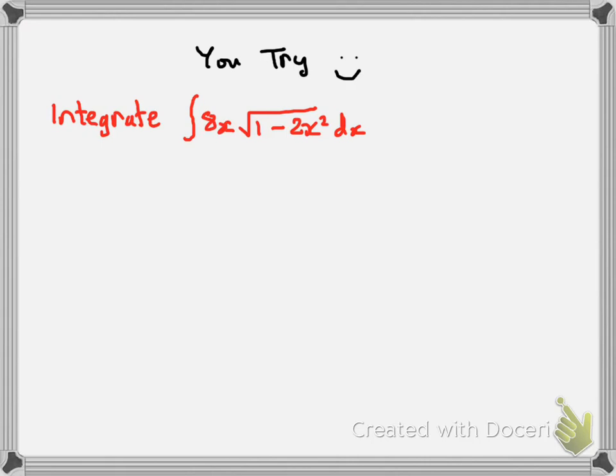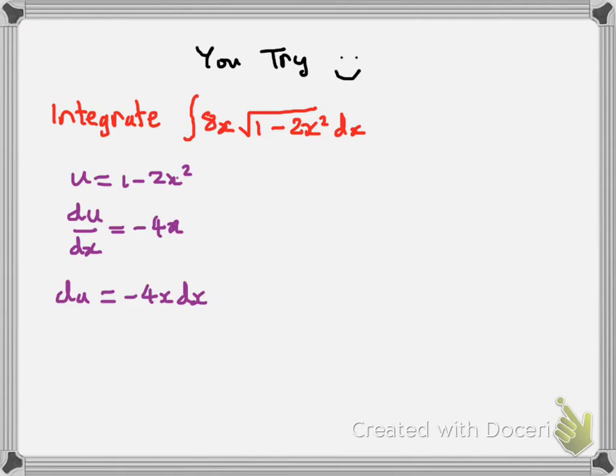Okay, so what did you do? So this is what I did. Like I suggested to you, I am going to let u be 1 minus 2x squared. So du/dx will be minus 4x, and du will be negative 4x dx.